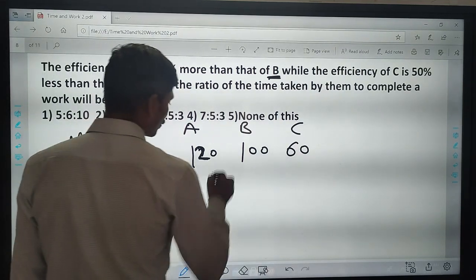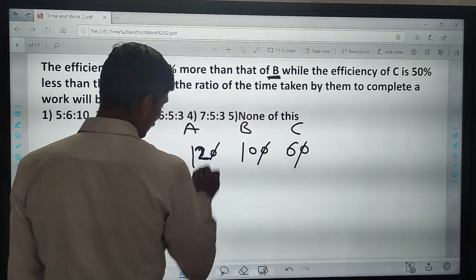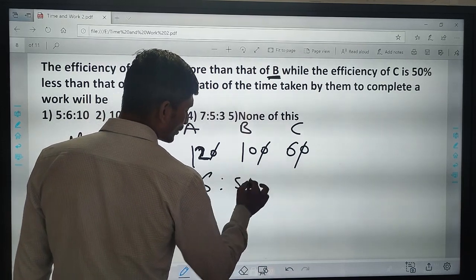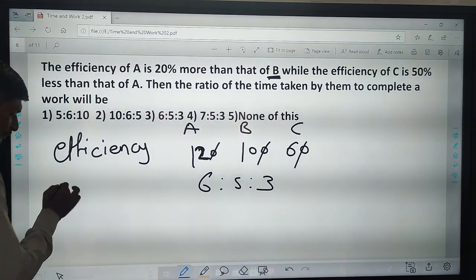Now here we find the ratio. We find the ratio 6 to 5 to 3. This is the ratio of efficiency.